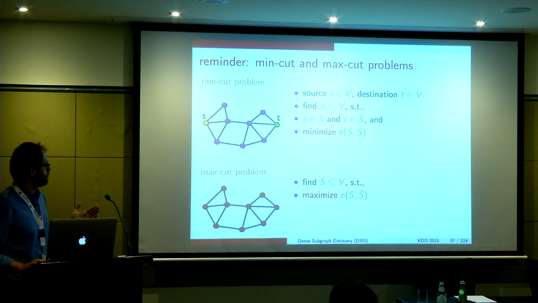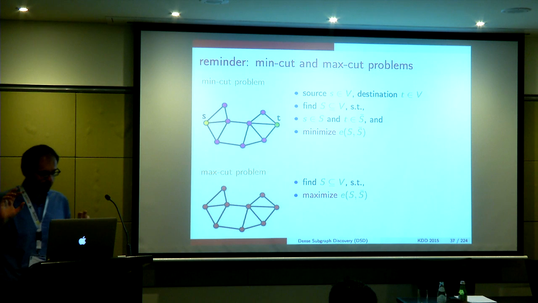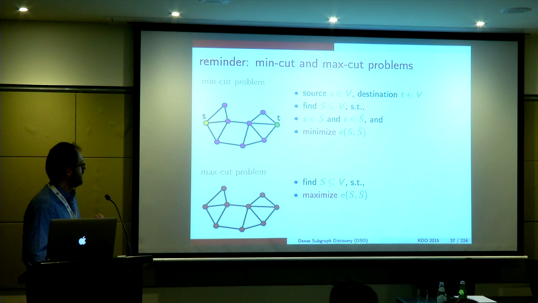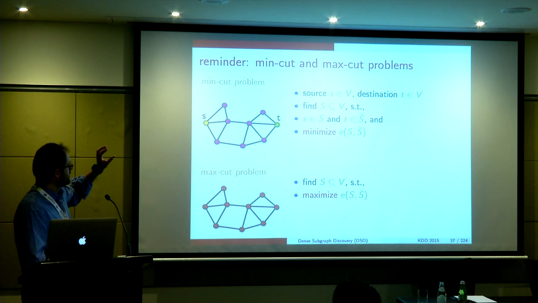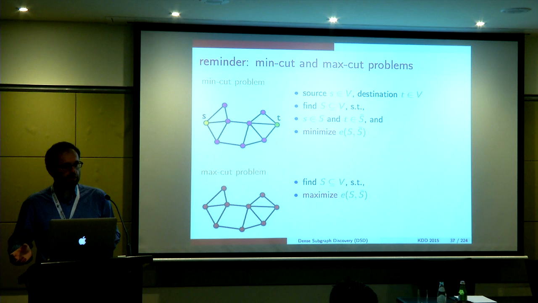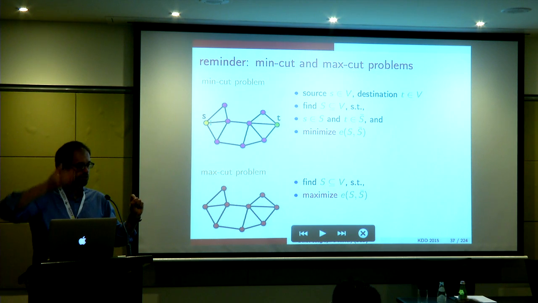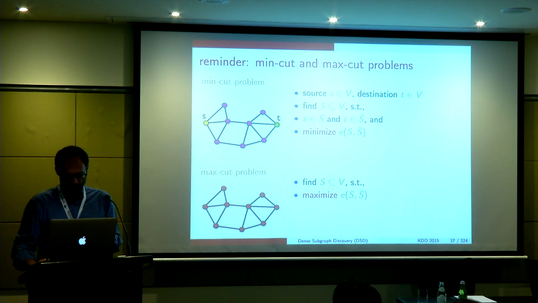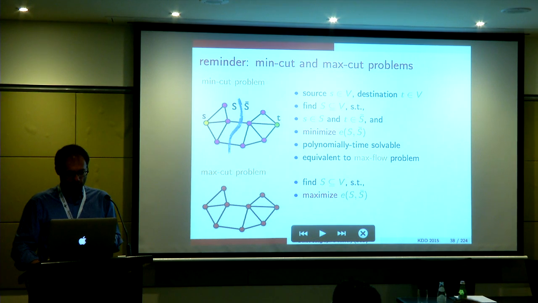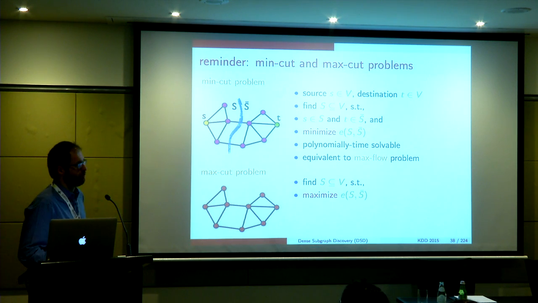And before proceeding, let me just remind you of 2 problems that we will use in the rest of the tutorial. They are, in some sense, similar problems, but also different. One is the min cut, the other is the max cut. In the min cut problem, I have 2 designated nodes, S and T, and I want to find a small cut between S and T, right? So for example, this could be a cut that separates S and T. What is interesting is that this problem is polynomial time solvable, and it is equivalent to max flow.